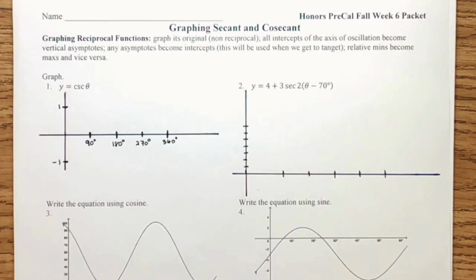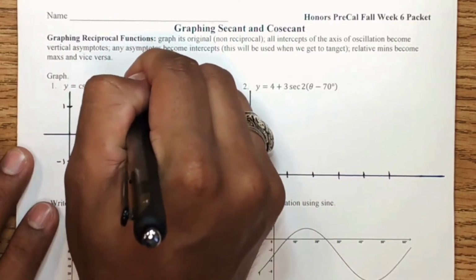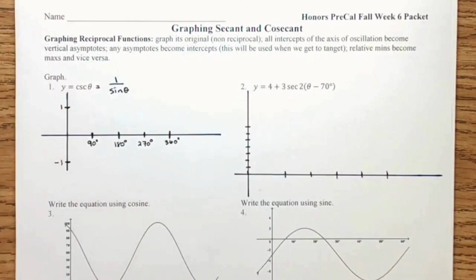So we're going to graph all 6 trig functions by the end of, probably, this next week. So secant and cosecant. Cosecant, we know, is the reciprocal of sine, so you can think about it as 1 over sine of theta. So what I'm going to do is sketch the sine graph for this.